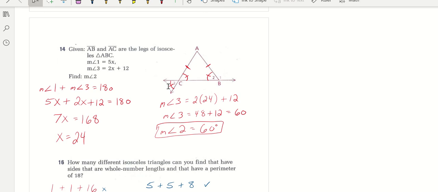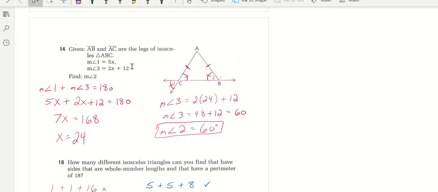Look here at angle 3. Angle 3 and angle ACB are vertical angles, so they are congruent to one another as well. How is angle 2 related to angle 1? They form a straight angle, so they're supplementary. Well, if angle 2 is congruent to angle 3 and angle 2 and angle 1 are supplementary, then angle 1 and angle 3 must be supplementary.